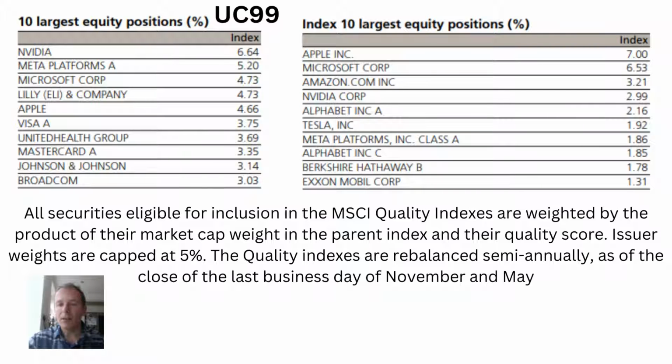And then these are the top 10 largest positions within the S&P 500, with Apple at 7%, Microsoft at 6.5%. So it's interesting to see that Tesla doesn't make it into the top 10 of the quality factor ETF, and neither does Berkshire Hathaway, possibly because it'll have some quite strange metrics around it.